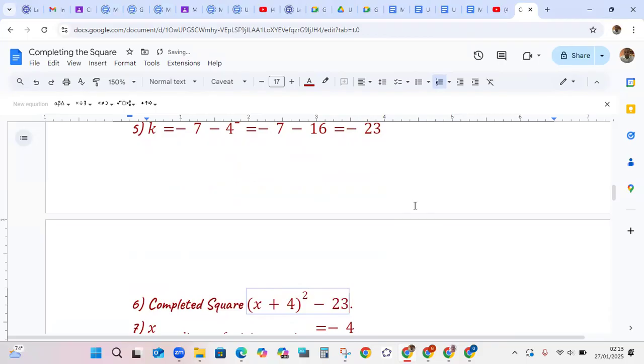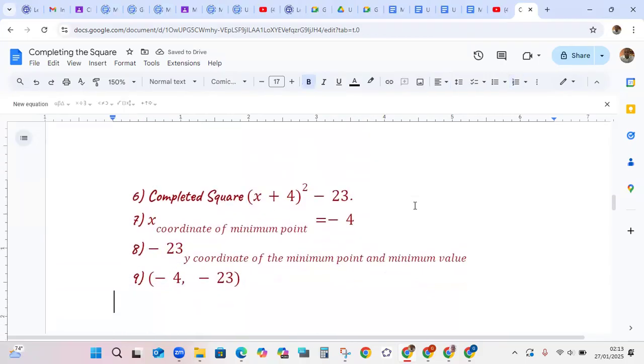So here's the completed square. And from the completed square, we can identify the x coordinate of the minimum point and the y coordinate of the point, which is the minimum value. And here you have the minimum point.